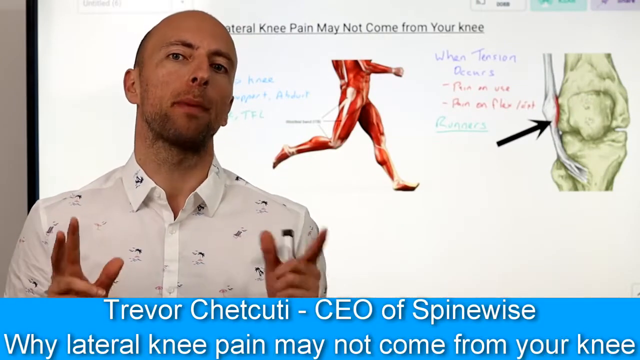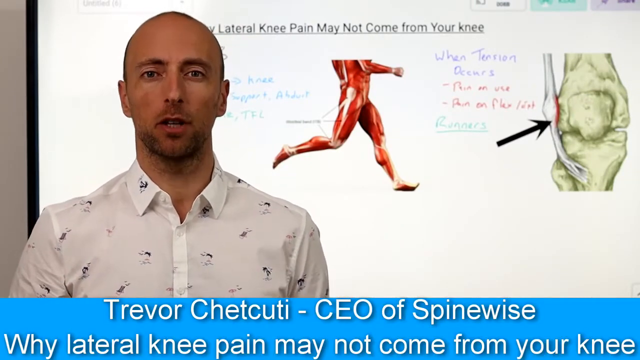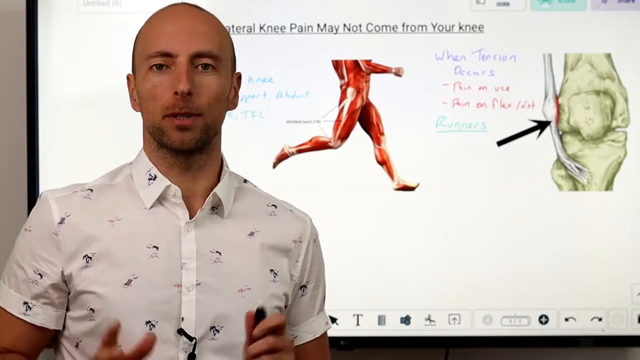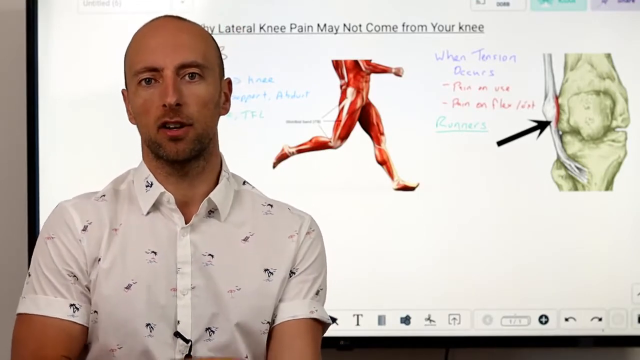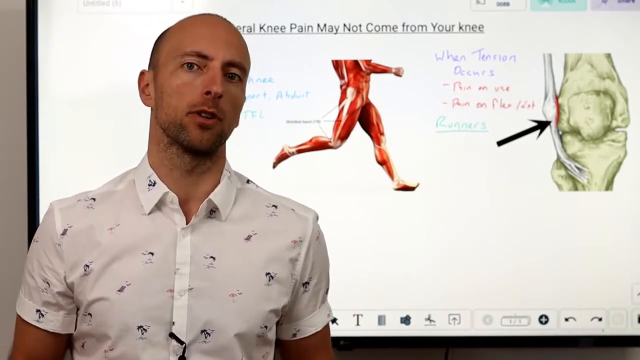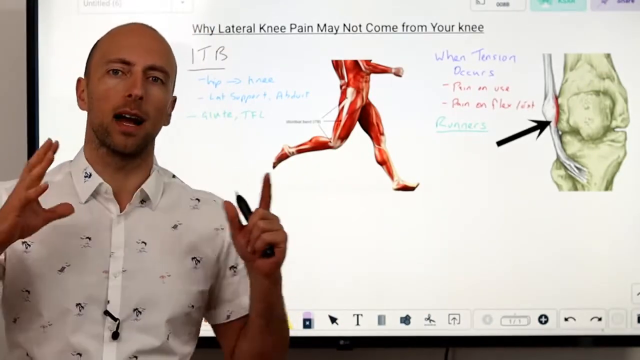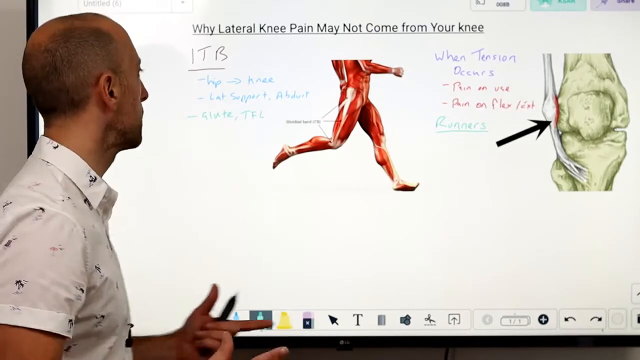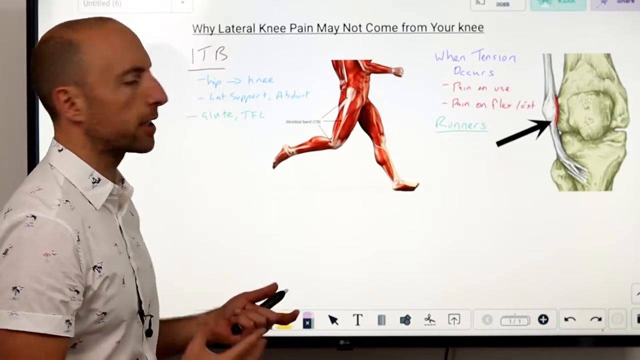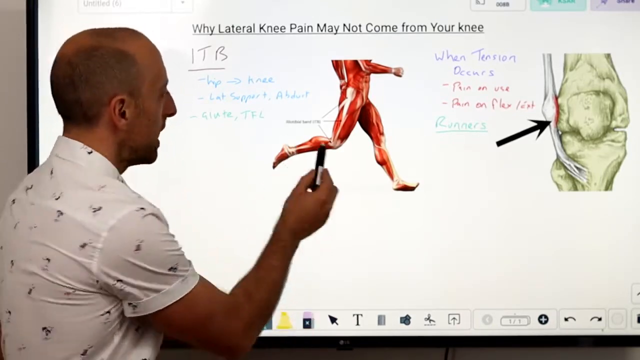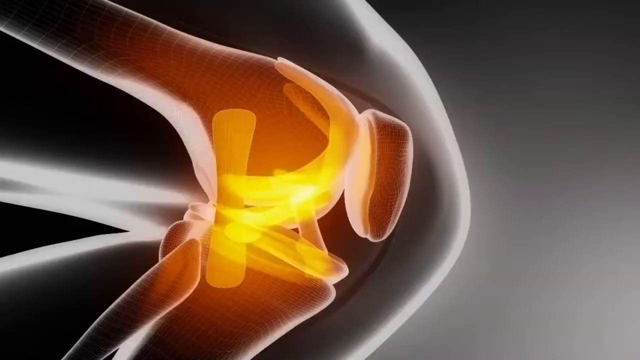So if you're suffering with pain on the lateral side of your knee, especially when you're running, then today I want to talk to you because you might be suffering from a condition known as ITB friction syndrome. So I want to talk to you about that today, and let's break it down into a couple of simple things to begin with.